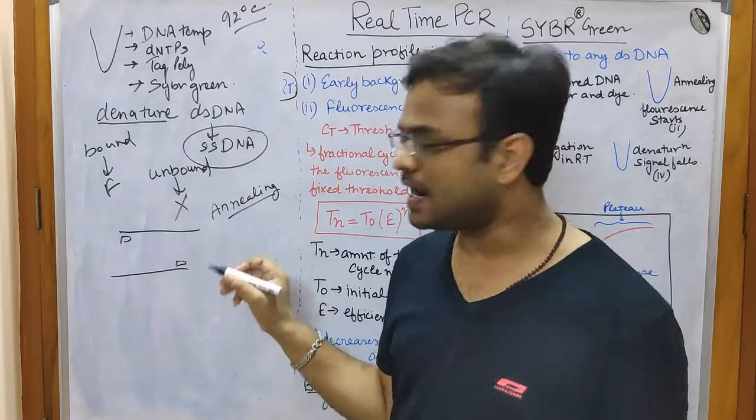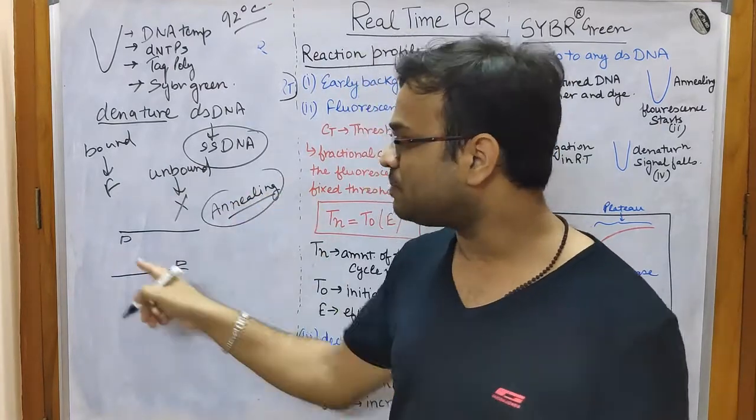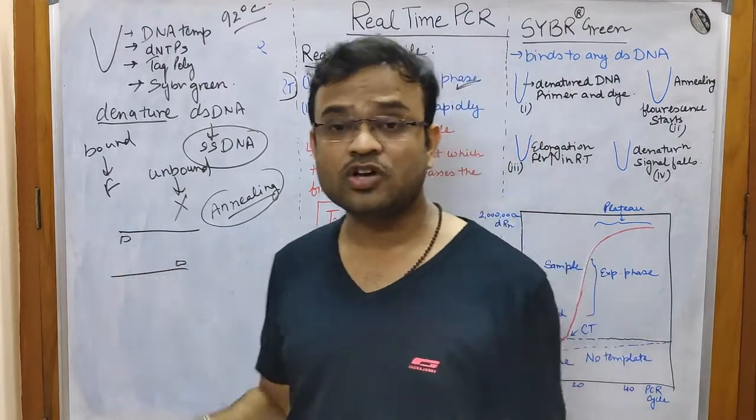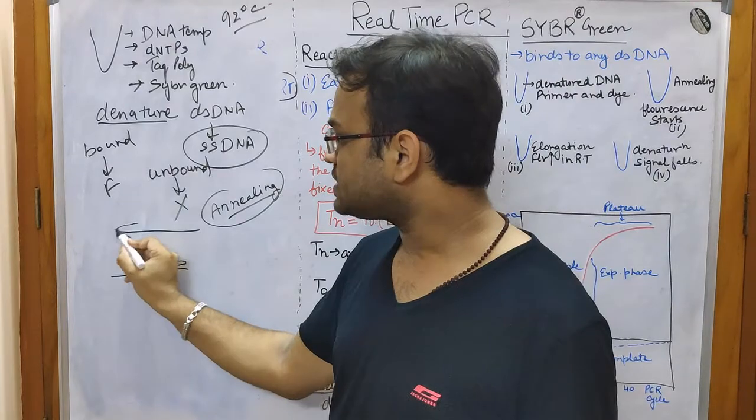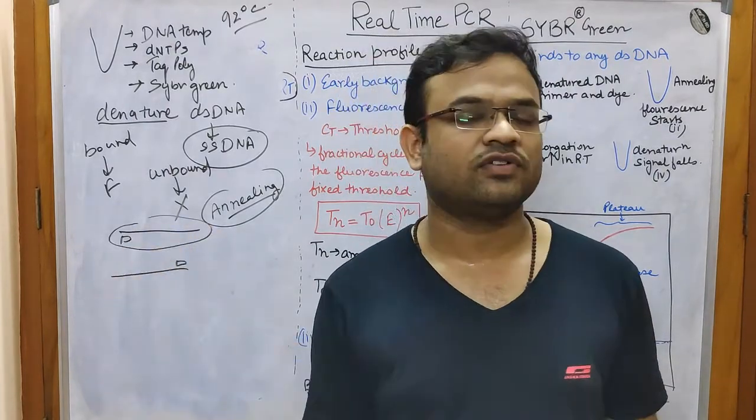So the next step would be annealing. What does annealing mean? The primer would bind to the template because we need to amplify. The primer has bound to the template. Now this strand is in the double-stranded form, right?